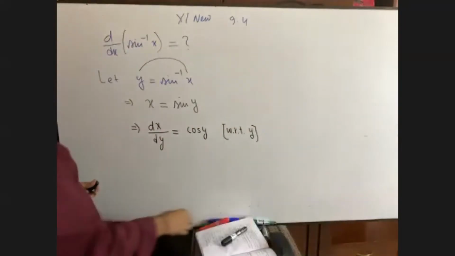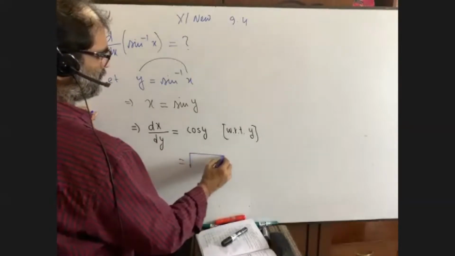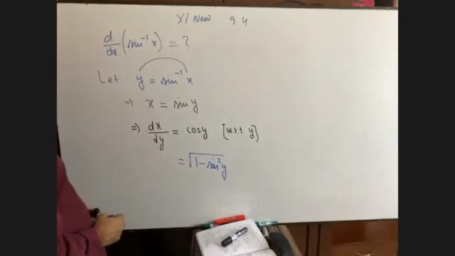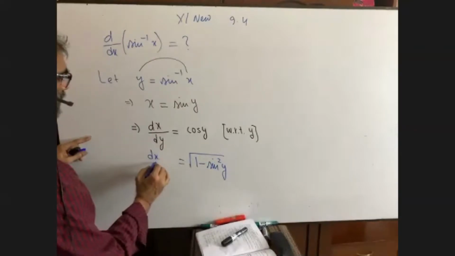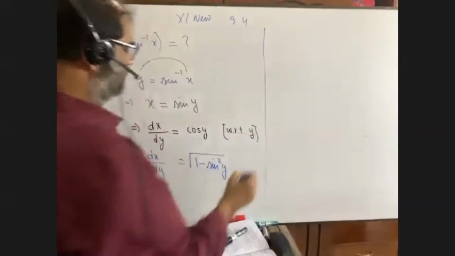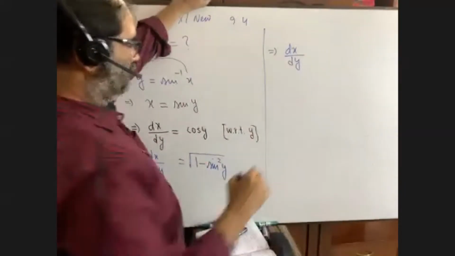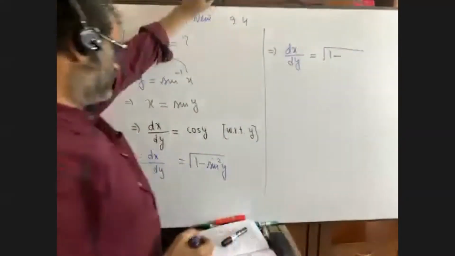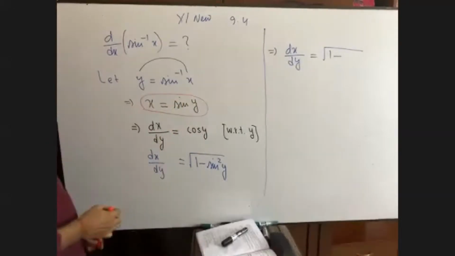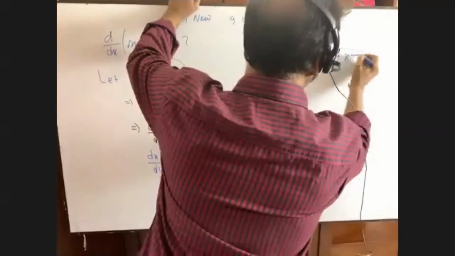Now you see from here what can be written. Cos y equals what? What is cos y? Root over 1 minus sine square y. That means we have got dx by dy. Now here we get dx by dy is equal to root over 1 minus, what is the value of sine y? The value of sine y is x. So we can write here root over 1 minus x square.